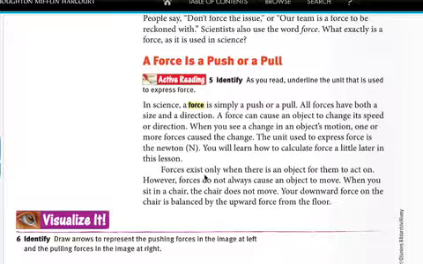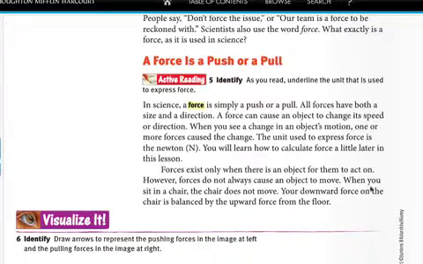Forces exist only when there is an object for them to act on. However, forces do not always cause an object to move. When you sit in a chair, the chair does not move. Your downward force on the chair is balanced by the upward force from the floor.